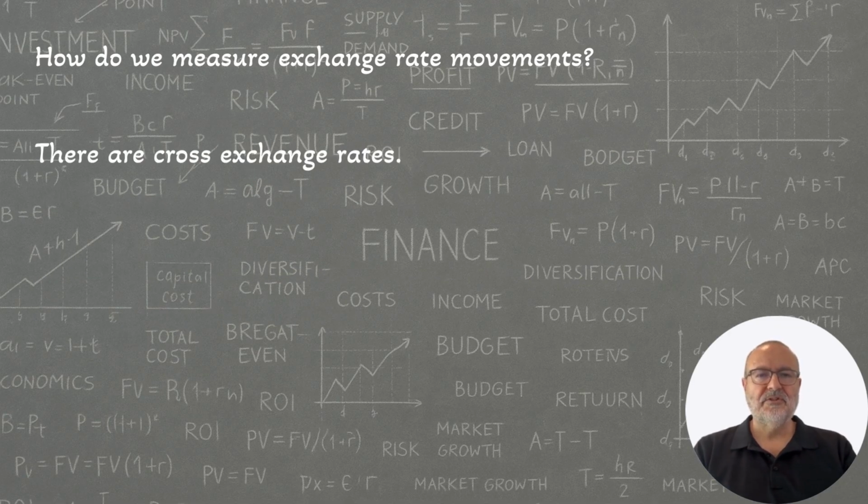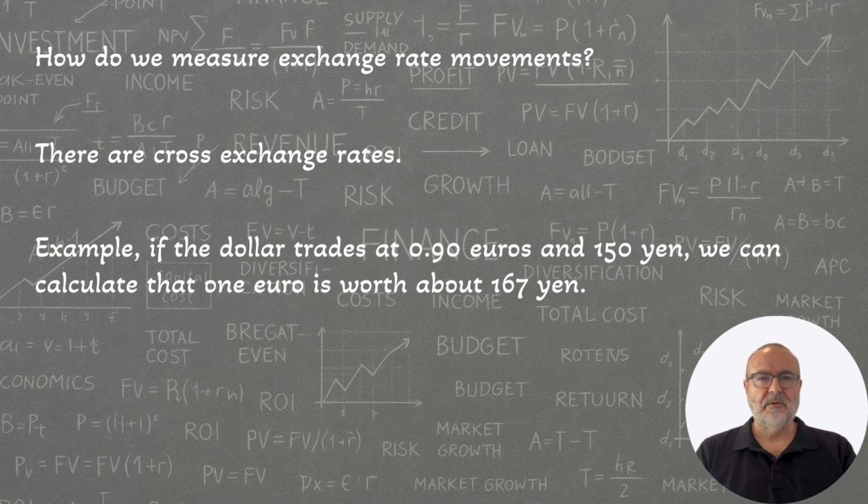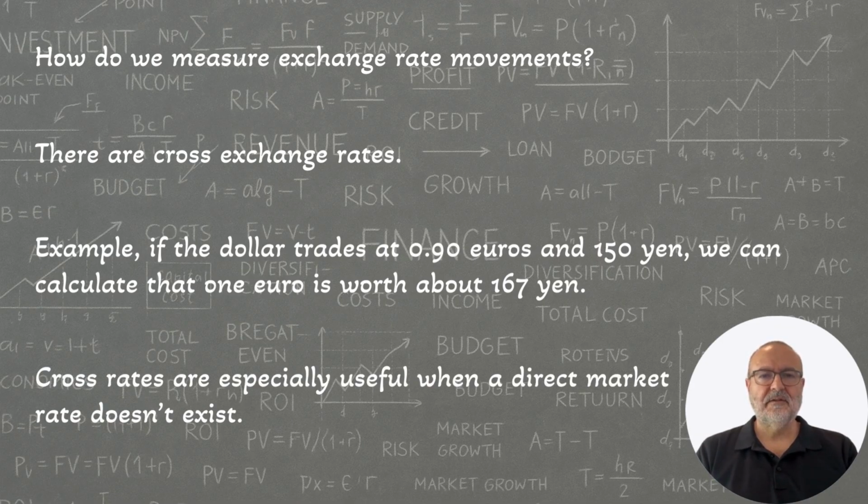Finally, there are cross-exchange rates. For example, if the dollar trades at 0.90 euros and 150 yen, we can calculate that 1 euro is worth about 167 yen. Cross rates are especially useful when a direct market rate doesn't exist.